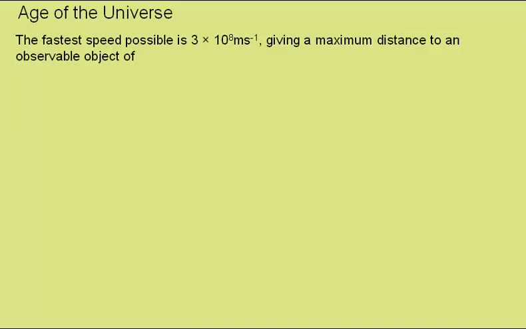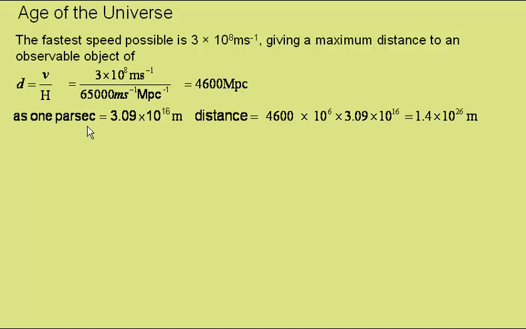This allows us to calculate the age of the universe. The fastest speed possible is the speed of light in a vacuum, 3 times 10 to the 8 meters per second, giving a maximum distance to an observable object from Hubble's law. If the recession speed, v, is the speed of light in a vacuum, over the Hubble constant, we get a maximum distance to an observable object of 4,600 megaparsecs. 1 parsec is 3.09 times 10 to the 16 meters, giving a maximum distance of 1.4 times 10 to the 26 meters.